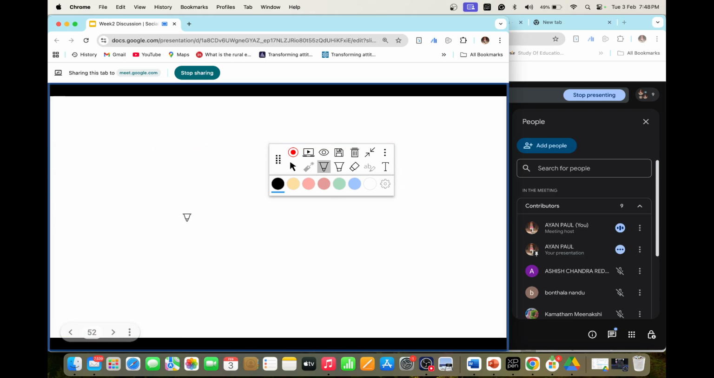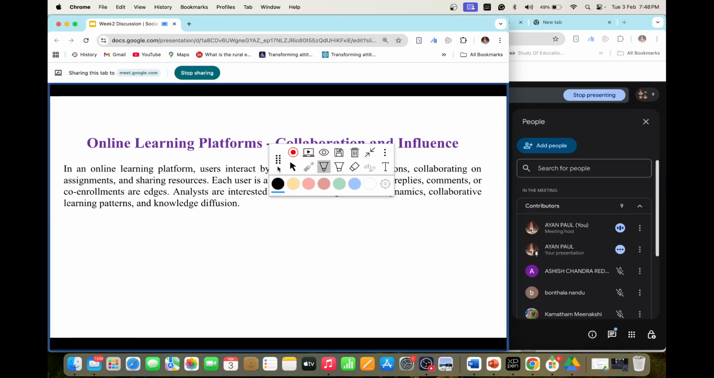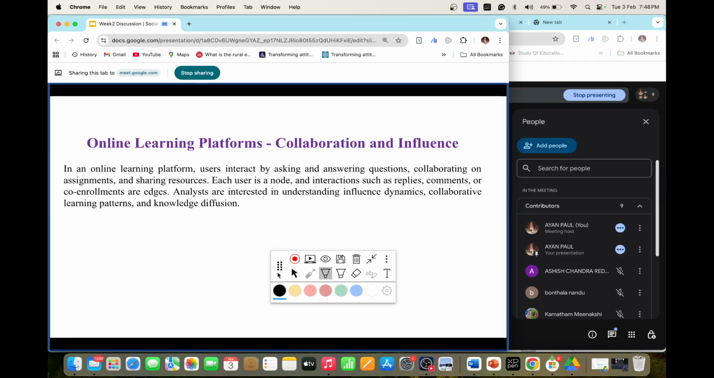Now we have the last case, case number 6: online learning, collaboration and influence. In an online learning platform, users interact by asking and answering questions, collaborating on assignments, and sharing resources. Each user is a node. Interactions such as replies, comments, or co-enrollments are edges. Analysts are interested in understanding influence dynamics, collaborative learning patterns, and knowledge diffusion.